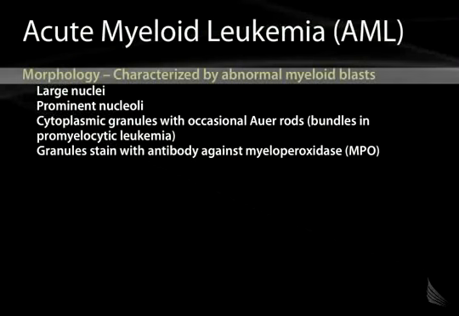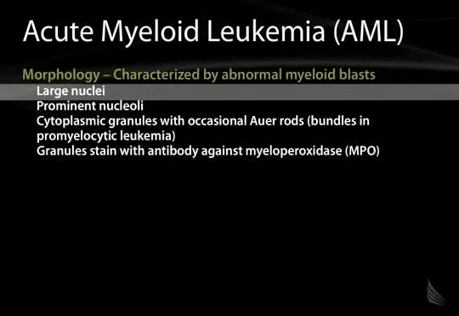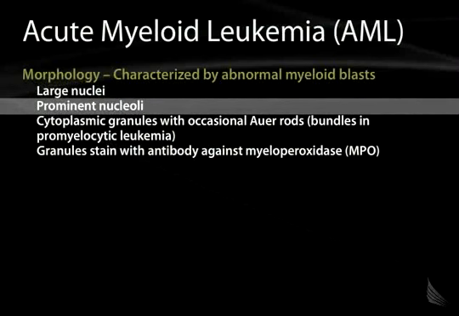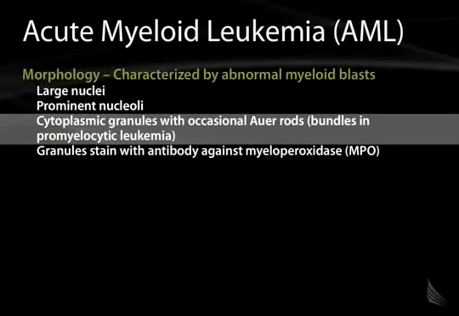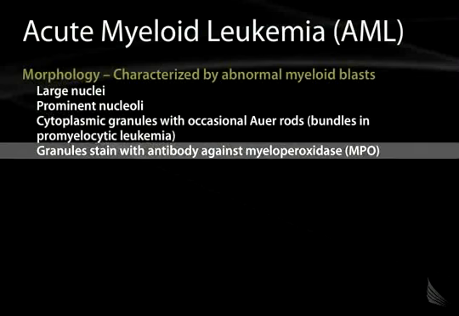The morphology seen in acute myeloid leukemia is characterized by abnormal myeloid blasts with very large nucleoli with a nuclear to cytoplasmic ratio approaching 1, prominent and densely staining nucleoli, as well as cytoplasmic granules with what is termed an Auer rod, which is a fusion of lysosomal granules that causes bundling and a linear deposition within the cytoplasm of these atypical cells. You can see them bundled in many. In terms of promyelocytic leukemia, you can have multiple Auer rods within the same cell. And these granules will stain with an antibody against myeloperoxidase.